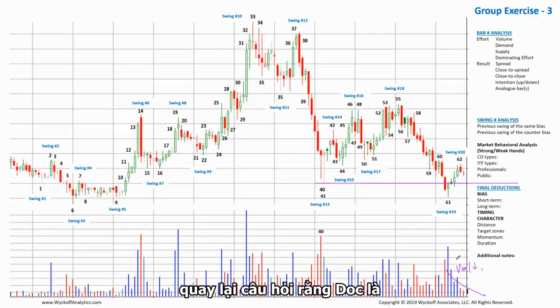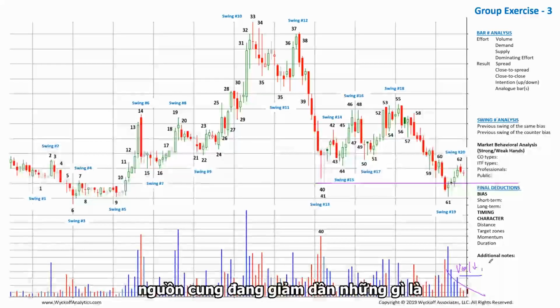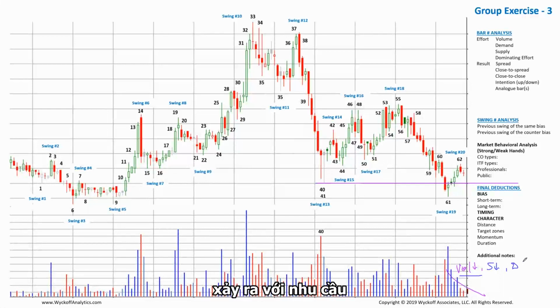But let's come back to the question that Doug is asking. The volume signature is diminishing. So what is happening with the supply, Doug? The supply is diminishing. What is happening with the demand? The demand would either be the same or is diminishing somewhat. Actually, it'd have to be increasing a little bit, otherwise it wouldn't go up.